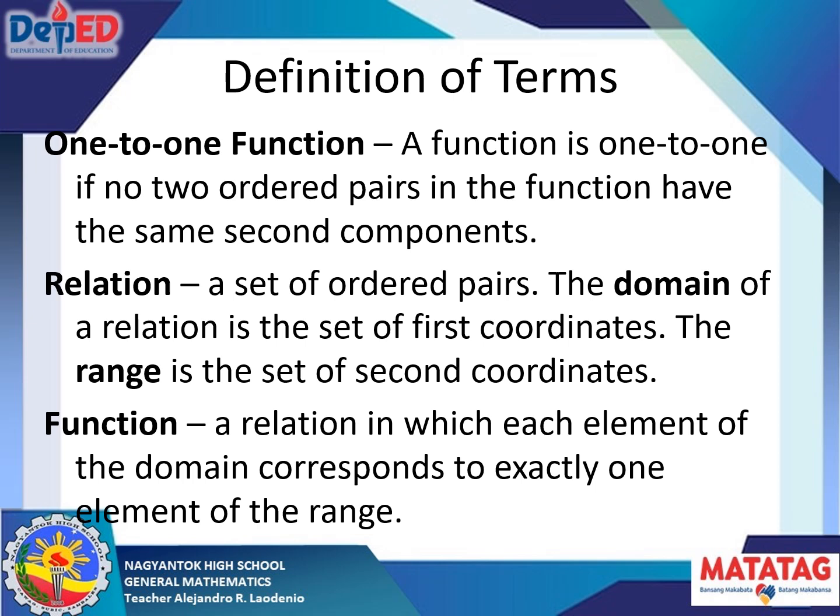One-to-one functions: a function is one-to-one if no two ordered pairs in the function have the same second components. Relation: a set of ordered pairs. The domain of a relation is the set of the first coordinates, or the value of x. And the range is the set of the second coordinates, or the value of y. And a function is a relation in which each element of the domain corresponds to exactly one element of the range. So therefore there should be no repeated value of the first element if it is a function.